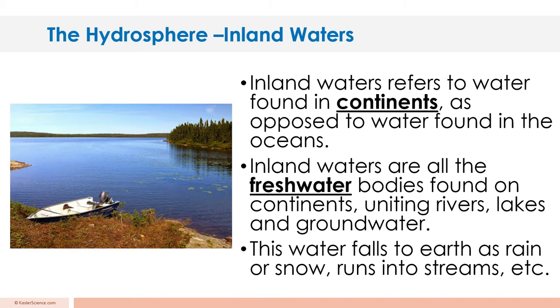Inland water, literally think inside the land. So, a lake is an inland water. A pond, inland water. Inland waters are all the freshwater bodies found on continents, uniting rivers, lakes, and groundwater. This water falls to the earth as rain or snow and runs into streams and so forth.